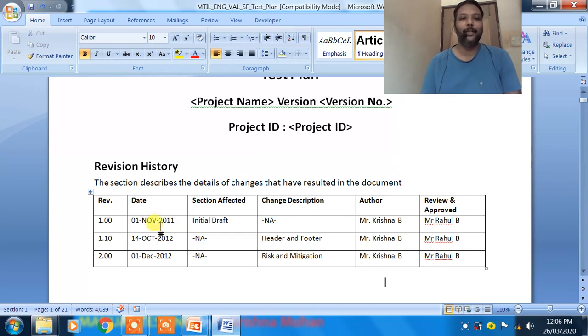Okay, so here the revision will change only when it is reviewed and approved. Here this is the initial draft, and the initial draft will not have any changes. The author is the person who actually makes the test plan, that is, in this document the test lead.